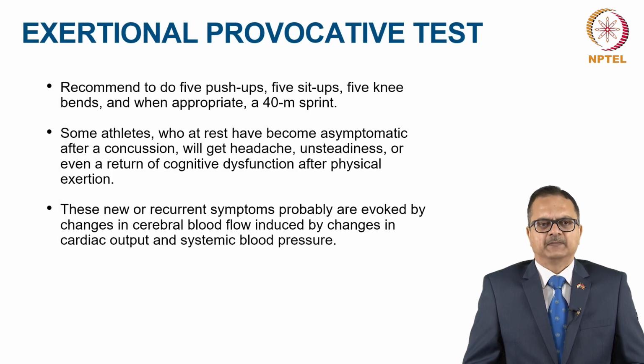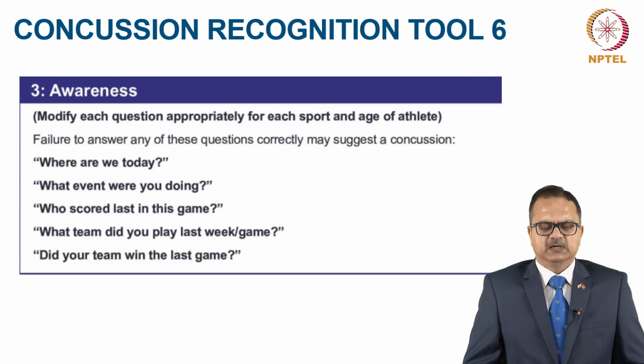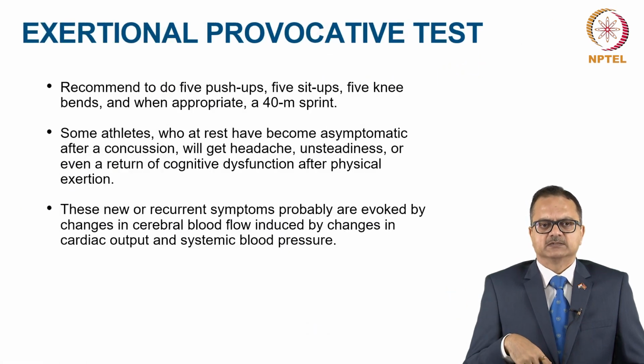Okay, so you have done all the CRT steps and the athlete has not shown any positive signs or symptoms, but you still suspect that the athlete has got a concussion, or there is a strong suspicion by you or by the medical team. In that case, you may do something called exertional provocative tests. 5 push-ups, 5 sit-ups, 5 knee bends, and if any of these symptoms are positive, then don't do the sprint. But if they are not positive, then do the 40-meter sprint.